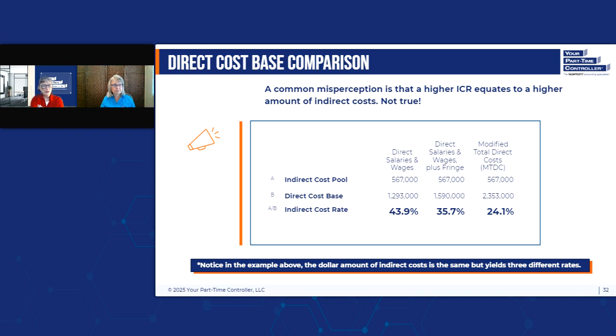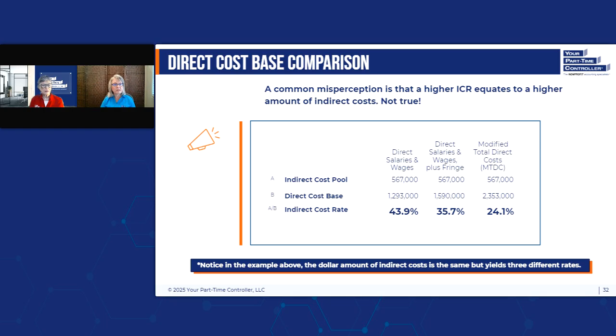Well, gosh, Melanie, since the MTDC base yields the lowest rate and creates a more favorable impression on many funders and donors, why would an organization choose one of the other bases if those bases don't result in recovery of higher indirect costs?